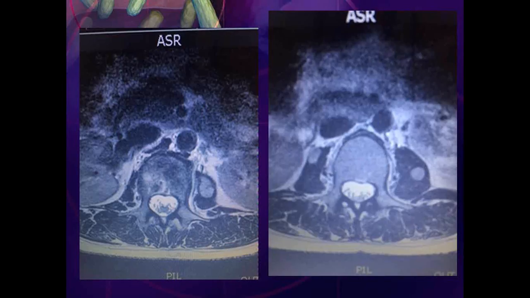I think if they grew, then of course rebiopsying them to see if there's some active infection would be the thing to do.